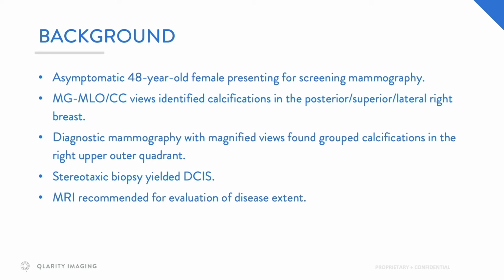We're going to evaluate an asymptomatic 48-year-old female who presented on screening mammography with calcifications in the posterior, superior and lateral aspect of the right breast. Diagnostic mammography with magnified views was done and found grouped calcifications in the upper outer quadrant of the right breast. Stereotactic biopsy yielded ductal carcinoma in situ, and MRI was recommended for evaluation of disease extent.